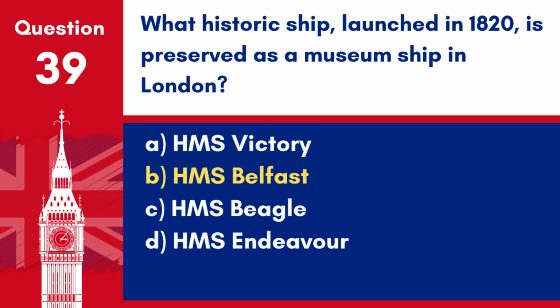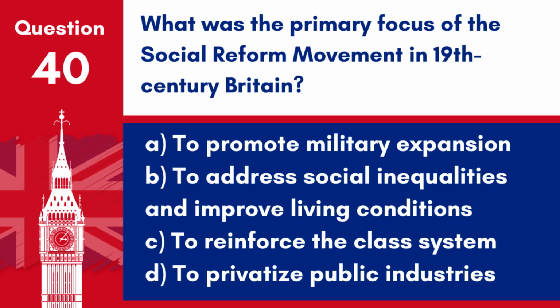Answer: B. HMS Belfast. HMS Belfast, launched in 1938 and actively used during World War II, is preserved as a museum ship on the River Thames in London. Question 40. What was the primary focus of the social reform movement in 19th century Britain? A. To promote military expansion. B. To address social inequalities and improve living conditions.